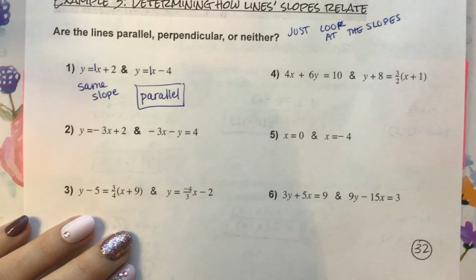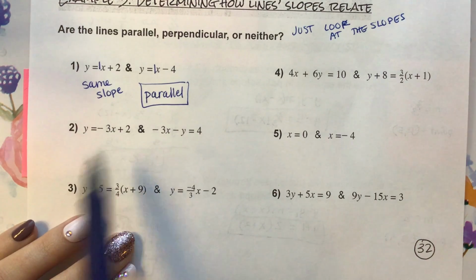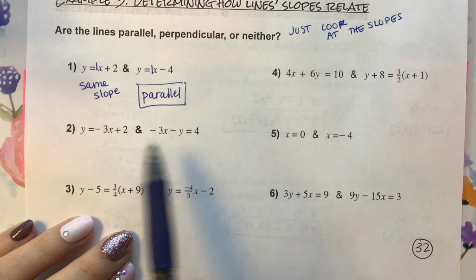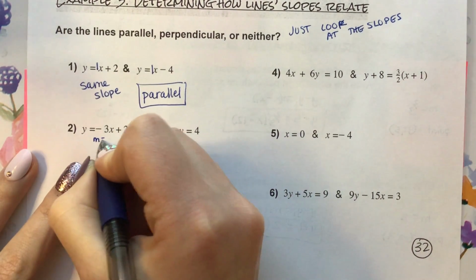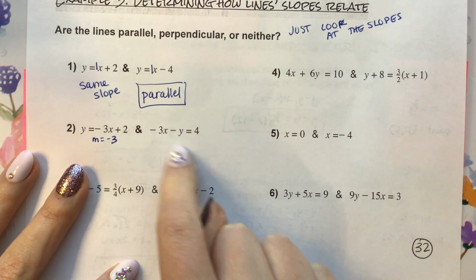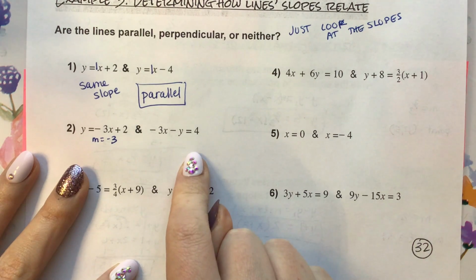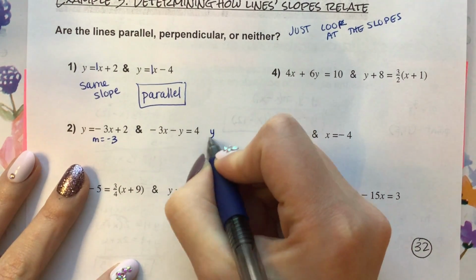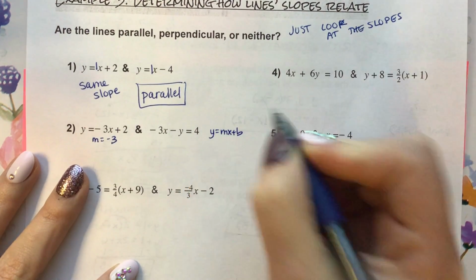For this one, I have y is equal to negative 3x plus 2, and negative 3x minus y is equal to 4. Here's the issue. This guy, the m is equal to negative 3. This one, I don't know the slope yet. It's not written in a form like y equals mx plus b. So let's convert this to y equals mx plus b real fast.